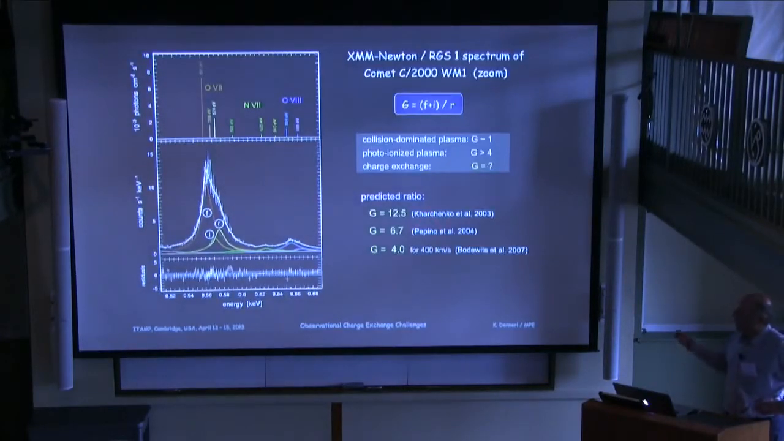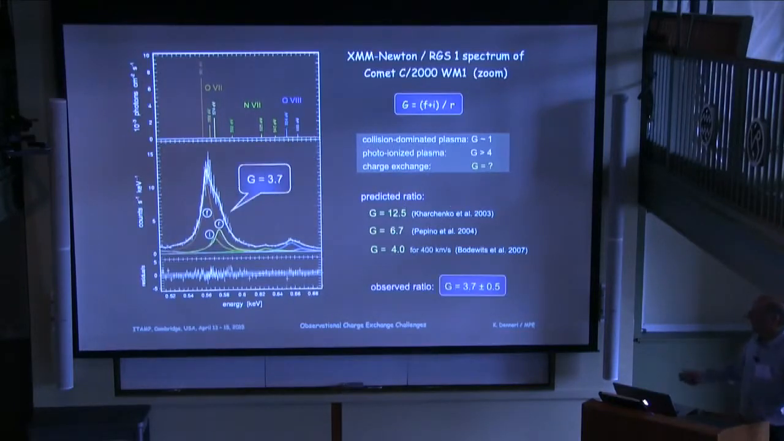There were various predictions in the literature. Perhaps the literature scan is quite old. Maybe there are newer ones. And here we can directly determine this G factor to be 3.7 plus minus 0.5, so even with quite good statistics. This shows what can be done with such spectra.